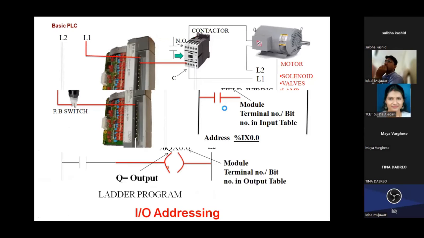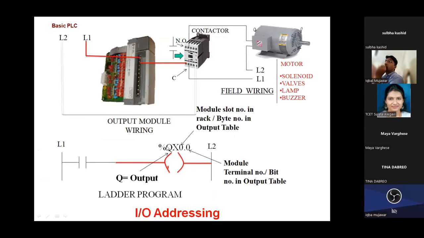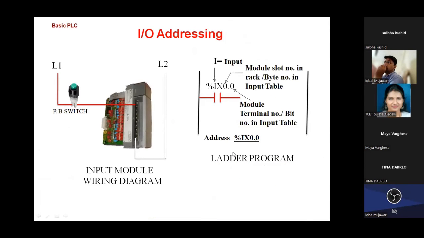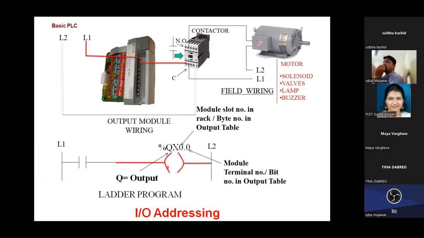Similarly, output addressing is also there. For output addresses, the only difference is that the rest of the things are the same: module slot number in rack, slash byte number in output table, module terminal number, which terminal I use in that particular module, slash bit number in output table. The only difference is that instead of I, I need to use Q. Q stands for output and I stands for input. This is all about the theory of PLC up to here.